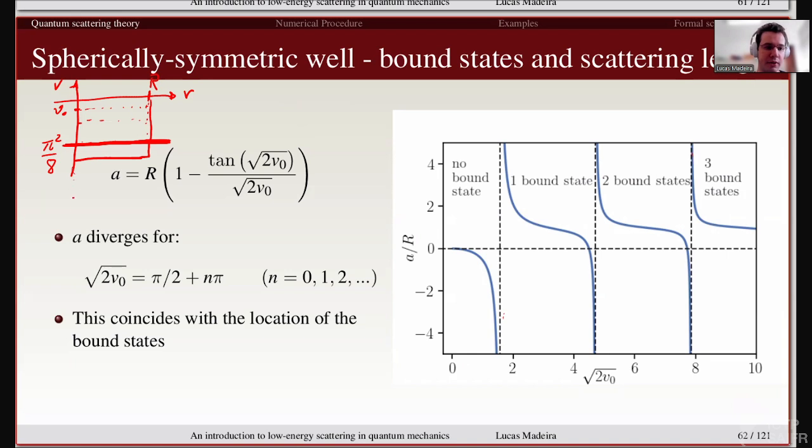If I keep increasing my attraction, at some point I'm going to allow a second bound state in my system. If I write the energy diagram of bound states of my system, I have my ground state here below, and I have a second bound state here. For example, the zero could be here. So this is negative, so it's a bound state. This is zero, this is negative, it's a bound state.